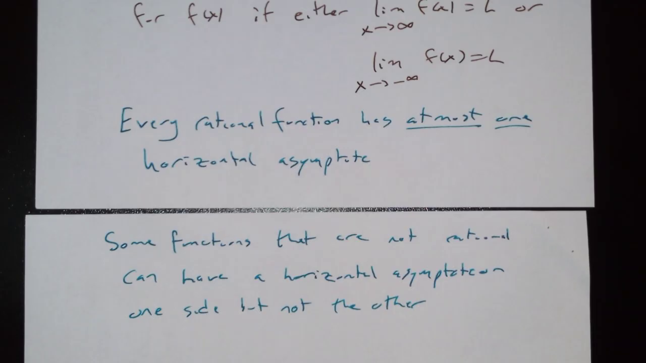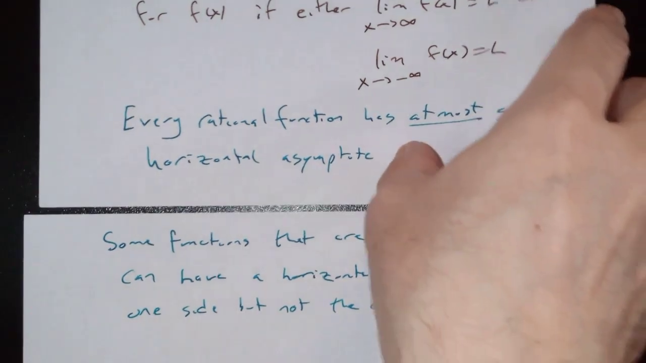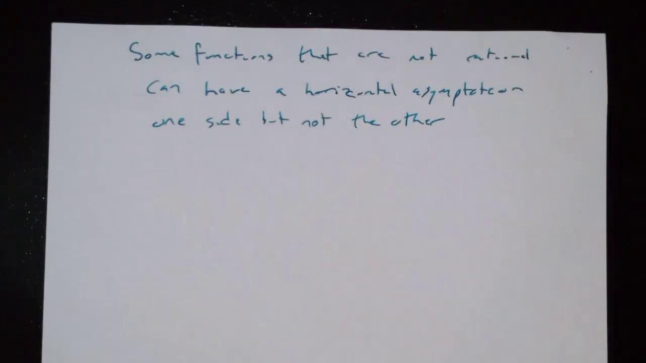What about the other side? It's just flat. I've got a horizontal asymptote, but only on the left. On the right, we keep going up. So e to the x is an example of a function that behaves like this.